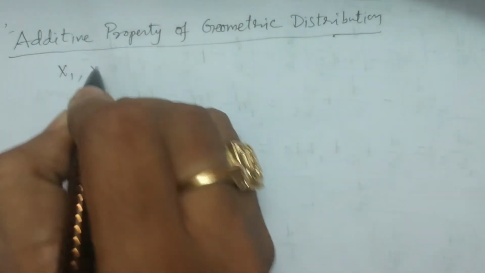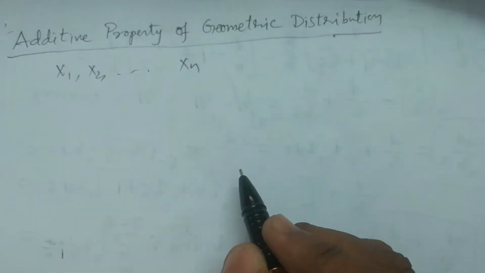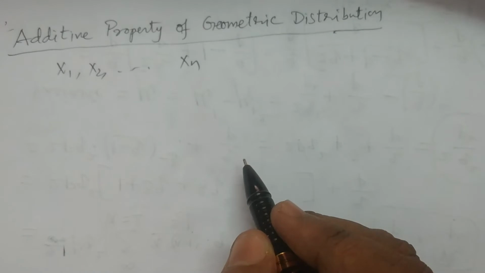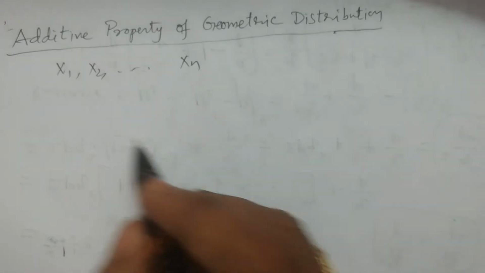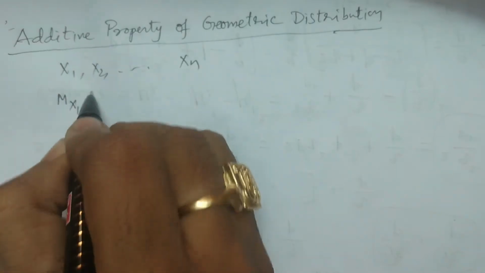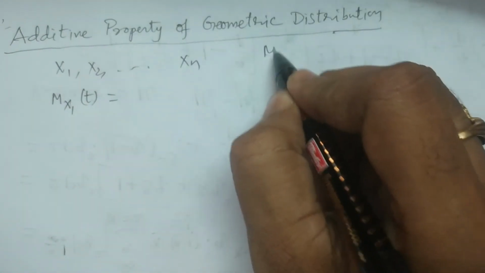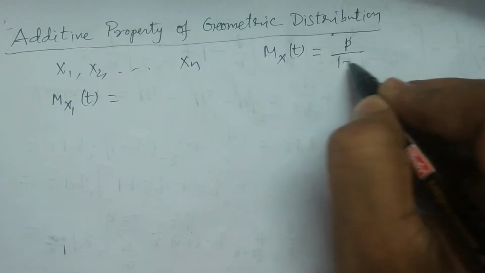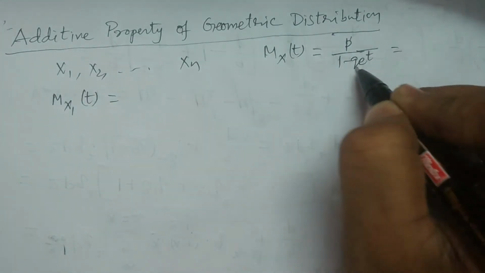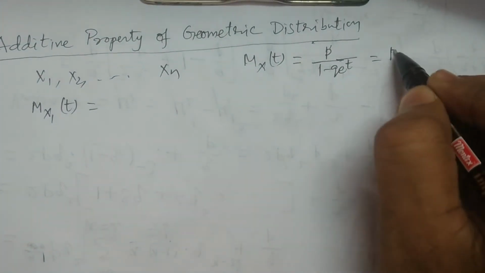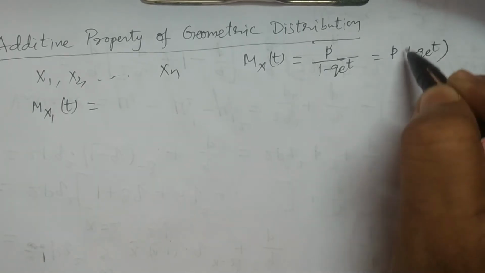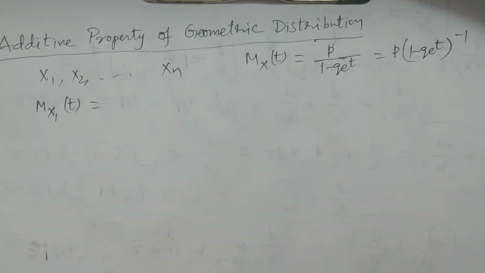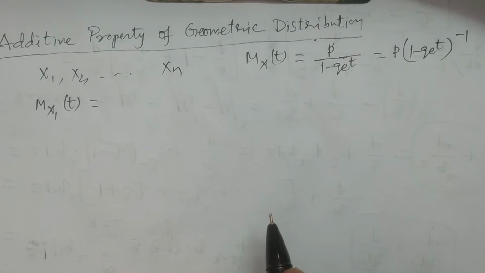To prove this, let us consider X1, X2 and so on, Xn, which are n independent geometric variates, which means each follows a geometric distribution. I consider the moment generating function M_X1(t). The MGF of the geometric distribution is p divided by 1 minus q e^t, which can be written as p into (1 minus q e^t) whole power minus 1. That is the moment generating function of the geometric distribution.